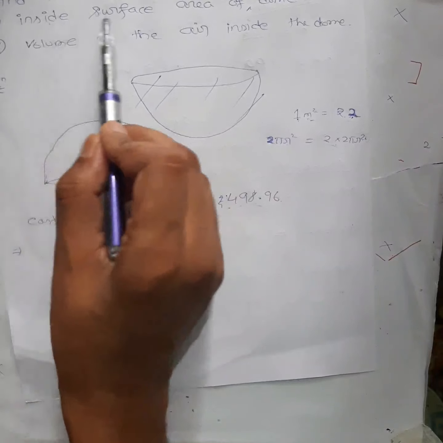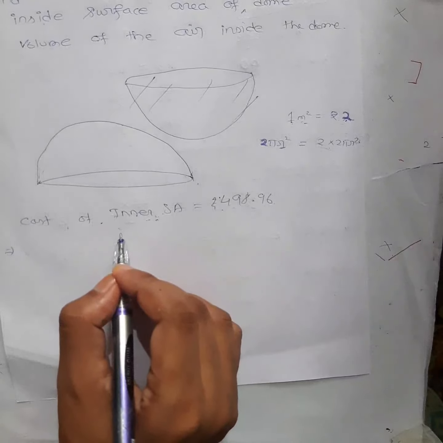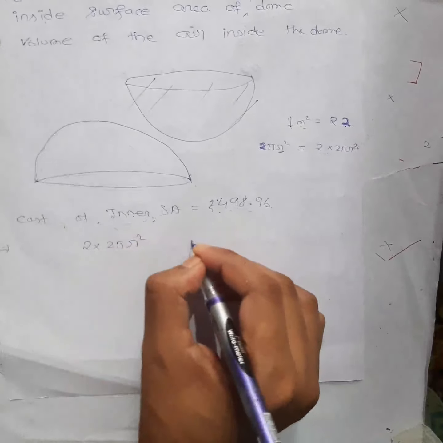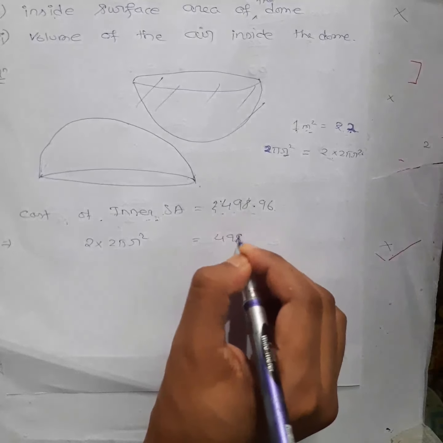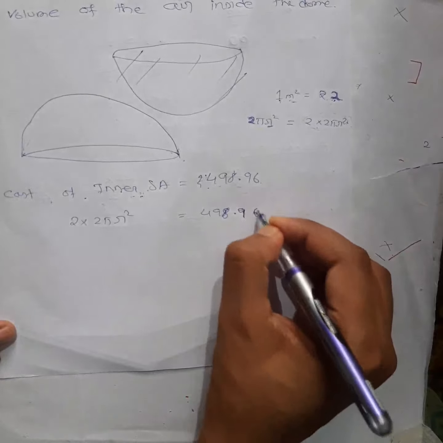On your left side, now why am I writing this one? They have asked you to find the inside surface area of the dome. To find the inner surface area, what do you need? Radius you need. So for the radius you need one equation, right? So you can make the radius here. What you can write: 2 into 2 pi r square is equal to 498.96.